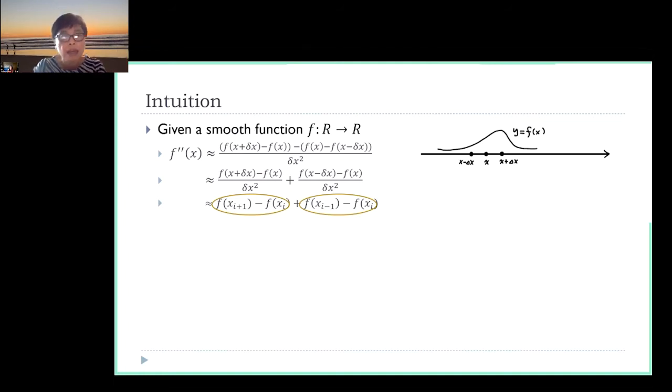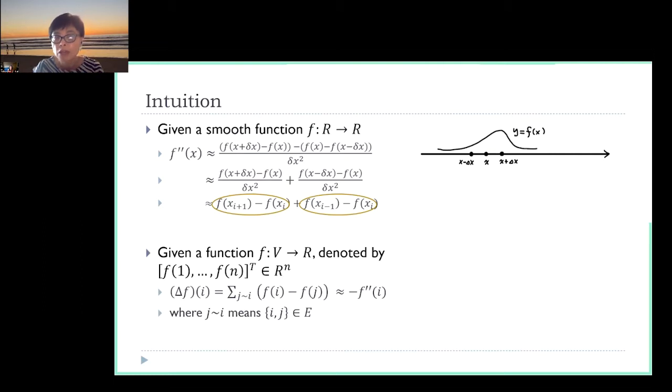Now, if we're given a function defined on a graph, then essentially, as you can see, the Laplace operator applied to this function at vertex i is doing the same. It simply takes all the neighbors of i and sums up the difference between the function value at i and all its neighbors. So intuitively this gives us the negation of the second order derivative.